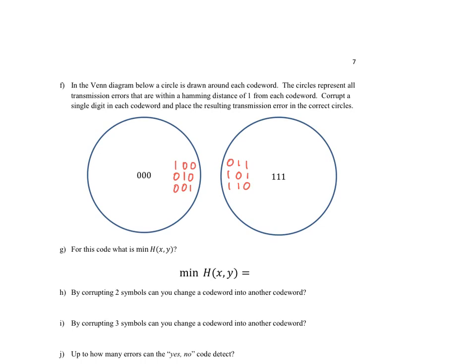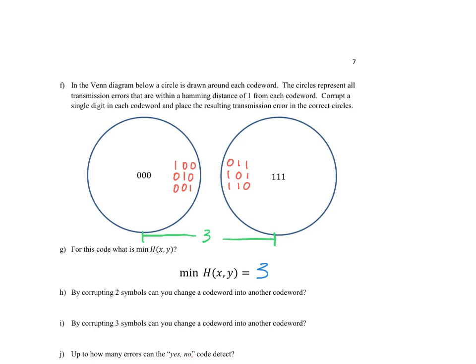So for this particular code, what is our minimum Hamming distance? Well, normally you'd have to check all possible pairs and find the smallest pair, but here there's just one pair to check, just all zeros or all ones. So the distance between these two code words is 3. So that is the minimum. That's the smallest distance that you can find. In fact, it's the only distance that you can find.